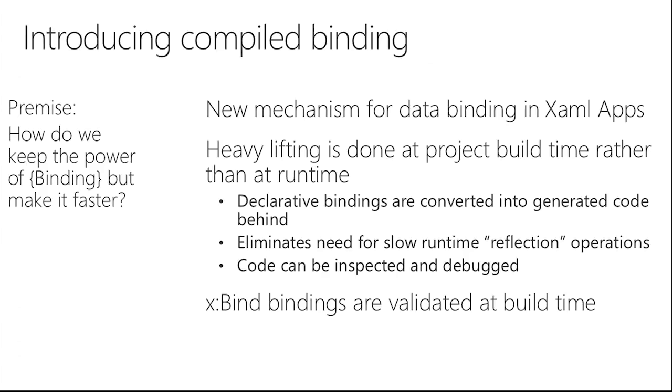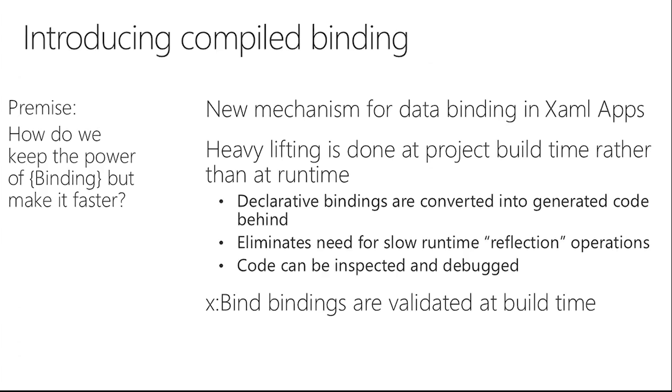So the way is you actually make it compiled, so it's no longer runtime. What happens now is, instead of doing the wiring up at runtime, everything is done at compile time. So with x:Bind statements, it looks at what it is and actually does it. The code generator in the background is generating C# code to do the property change monitoring and the moving of stuff backwards and forwards. So it eliminates the need for slow runtime reflection, and it also gives you improved ability to inspect and debug.